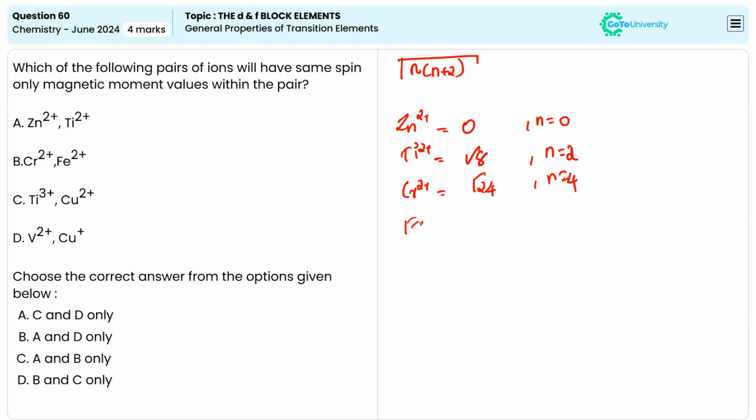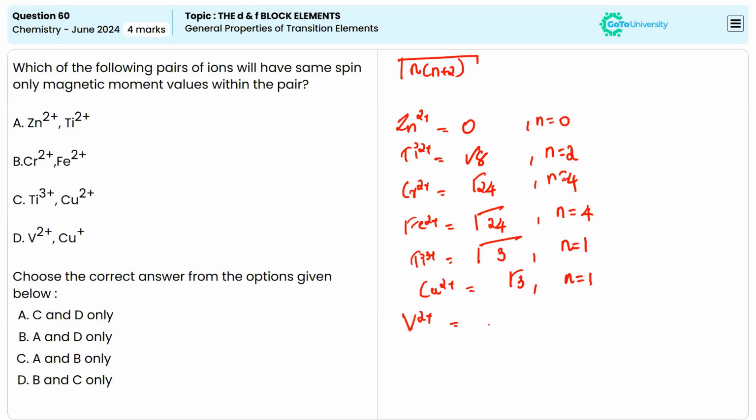Next is Fe2+, you will get square root of 24 again because n equals 4 here also. Now coming to titanium 3+, we will get a value of square root of 3 because n equals 1. Now coming to Cu2+, the copper 2+ ion, here you will get root 3, again with n equal to 1. Next is vanadium 2+, square root of 15.